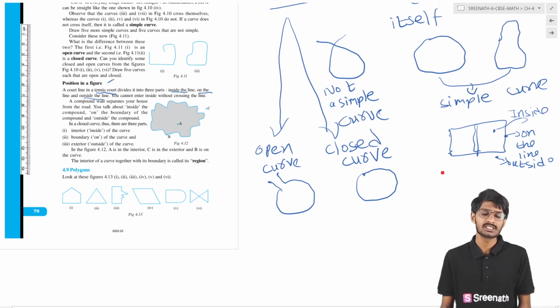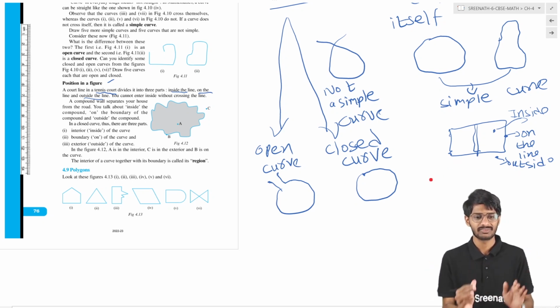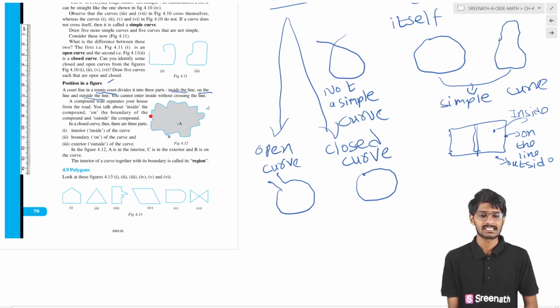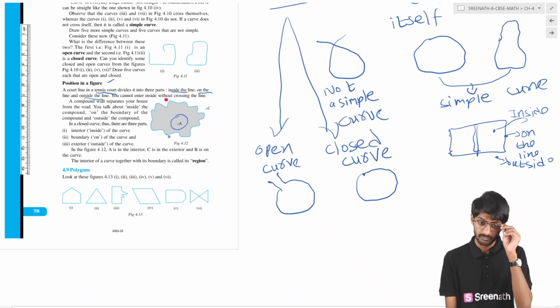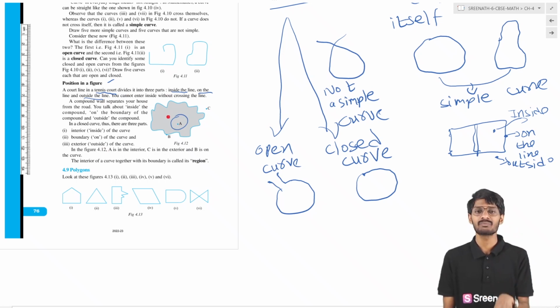Similar to this, for curves also there are positions in a figure. For example, see this diagram. What is this point A? This is a closed curve. Basically this is a simple curve. Why? Because there are no crossings, the curve does not cross itself, so it is a simple curve.